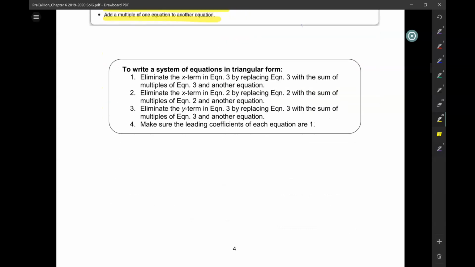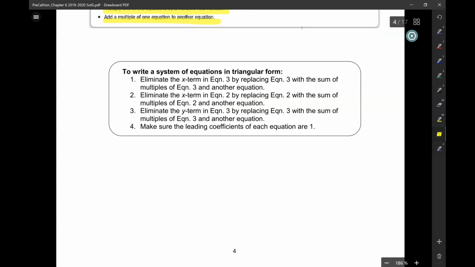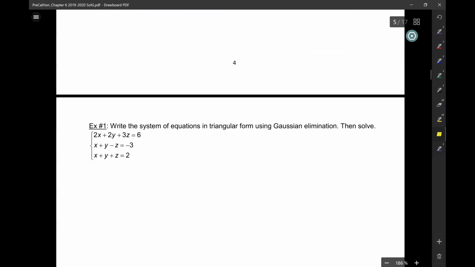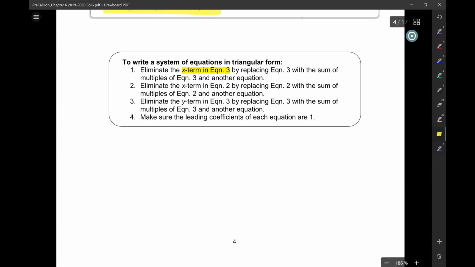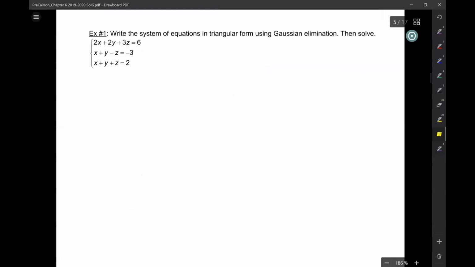Okay. So, I've come up with the most hassle-free system to put something in row echelon form. And here's how it works. First, eliminate the x term in equation 3. We're going to go one by one and use it to solve this system here. First, we're going to eliminate the x term in equation 3 by replacing equation 3 with itself and something else. Okay, what the heck does all that mean?